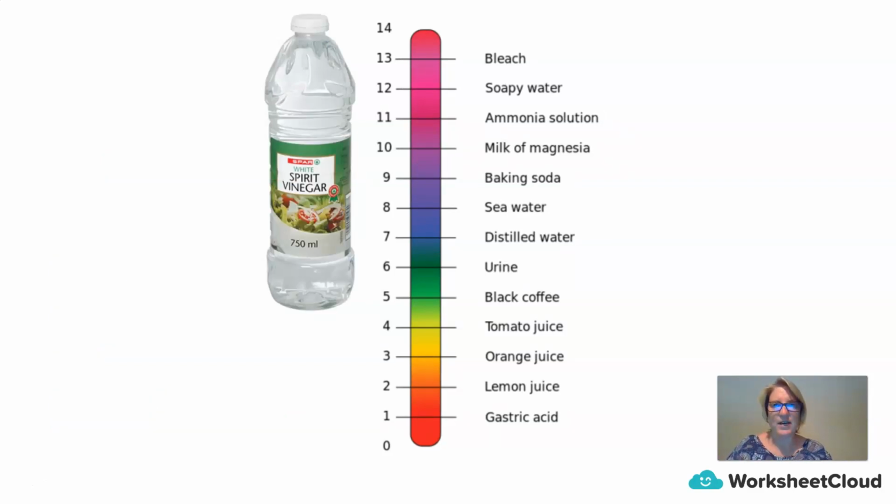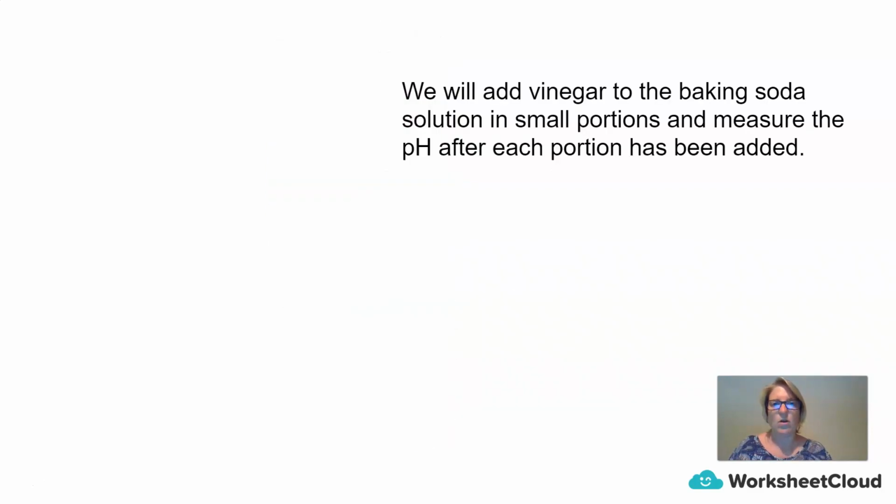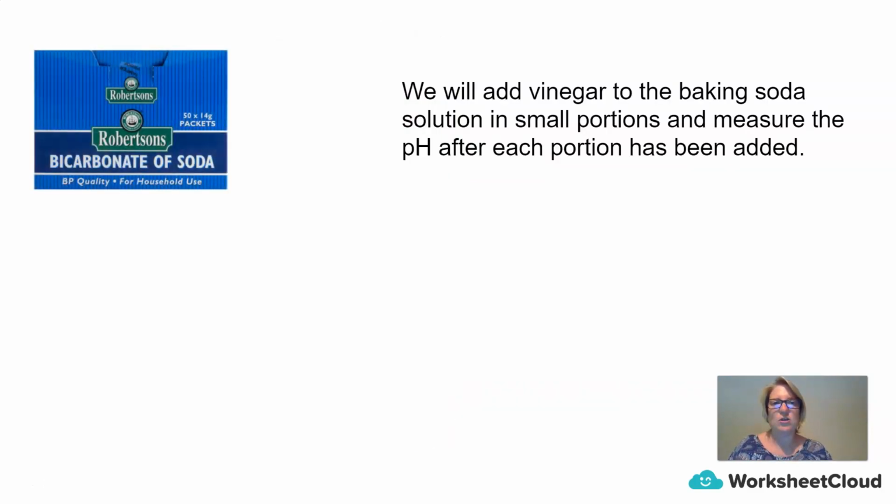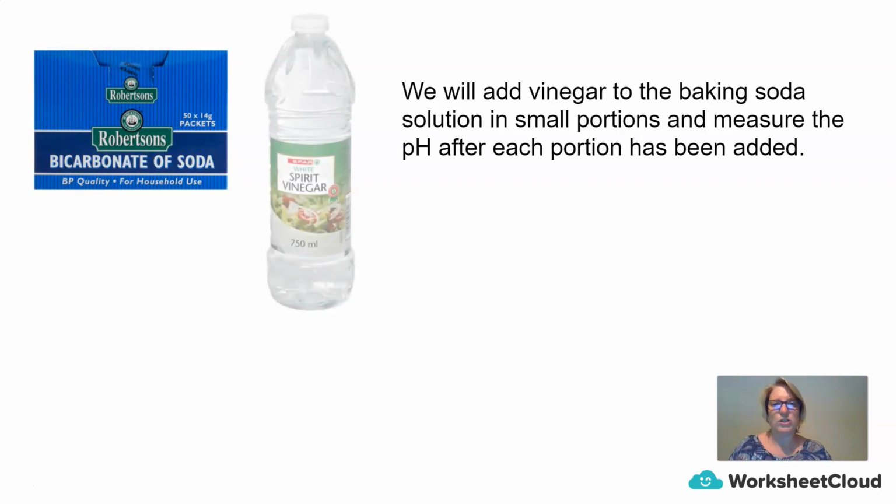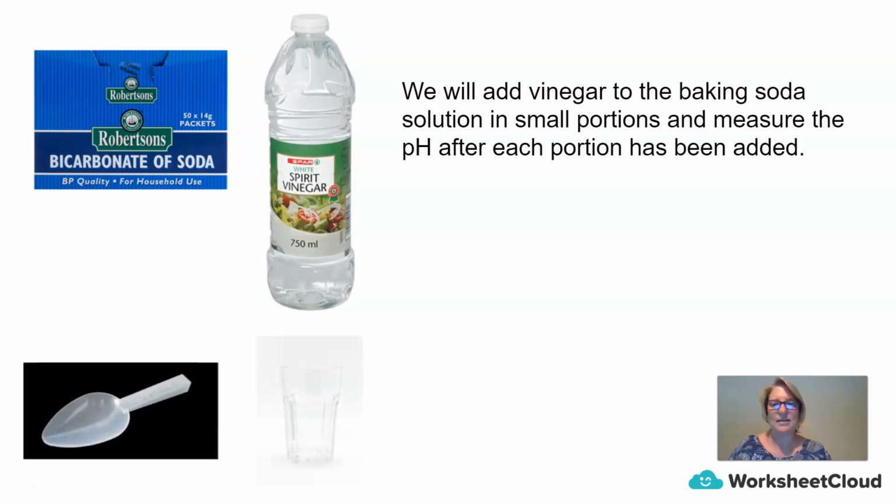And if we have a look at vinegar, vinegar is also known as acetic acid. So we know that it's not going to be nearly as dangerous as a pH 1, which is gastric acid, but it is definitely going to be in the acidic pH range, because we know that vinegar is also known as acetic acid. So when we have a look at this experiment, we are seeing what happens when we mix an acid with a base. So we will add vinegar to the baking soda solution in small portions, and we will measure the pH each portion has as it's been added.